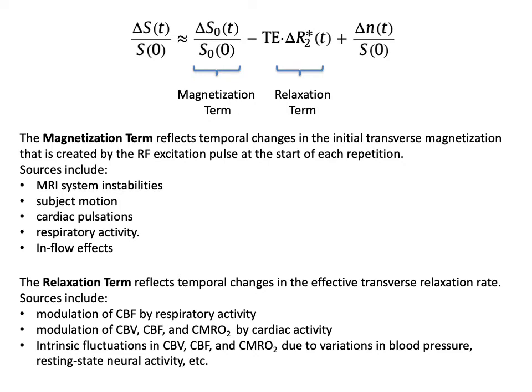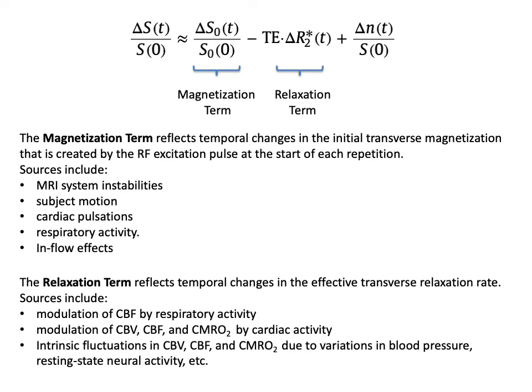On the other hand, fluctuations in the relaxation term reflect variations in R2* and can thus be affected by factors that modulate CBV, CBF, and CMRO2. These include modulation of CBF by respiratory activity, modulation of CBV, CBF, and CMRO2 by cardiac activity, and variability in all three quantities related to variations in blood pressure and intrinsic fluctuations in neural activity.